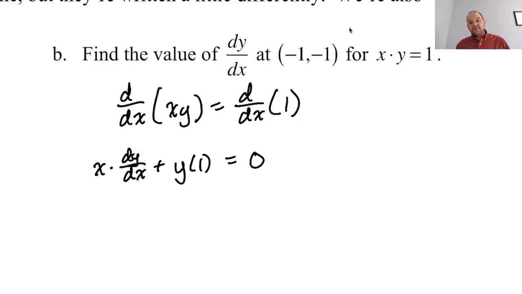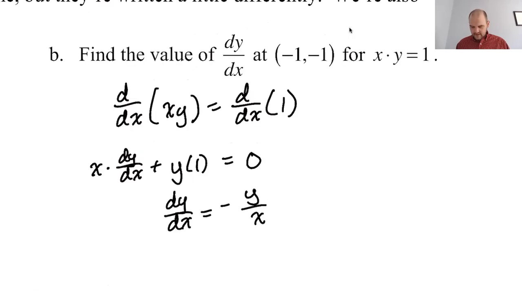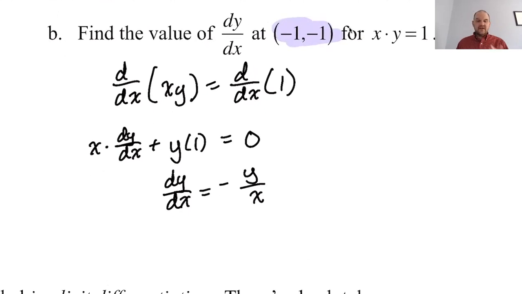Okay, so I want to find dy/dx, so I'm going to solve this for dy/dx. So dy/dx is going to be negative y over x: subtract y, divide by x. So this looks a little different, but I do know this point right here. So I'm going to substitute that, and this time it makes sense that I need to know x and y because there's an x and a y. So at (-1, -1), it's -(-1)/(-1), which is -1.